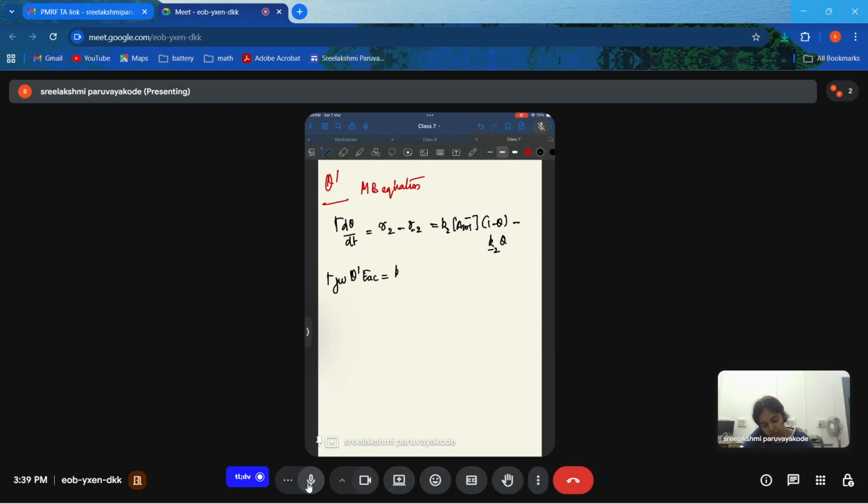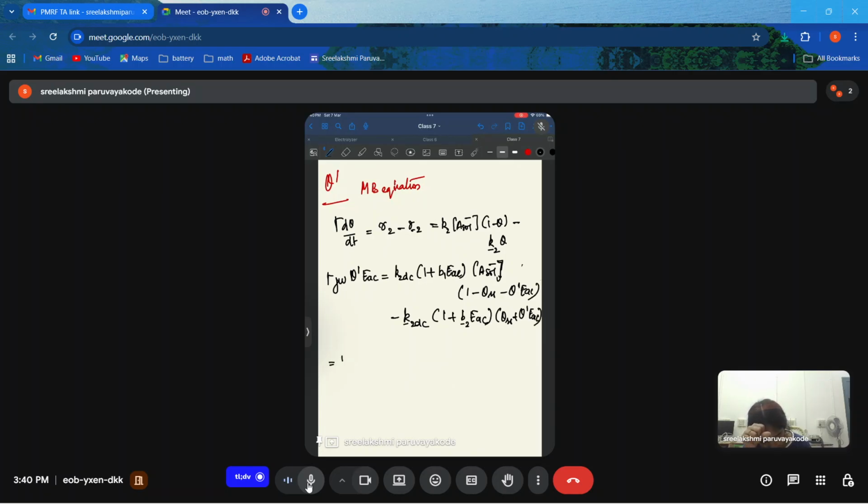Now substitute for everything else. K2 DC, 1 plus B1 EAC, A solution, 1 minus theta SS minus theta dash EAC, minus K minus 2 DC, 1 plus B minus 2 EAC, theta SS plus theta dash EAC.